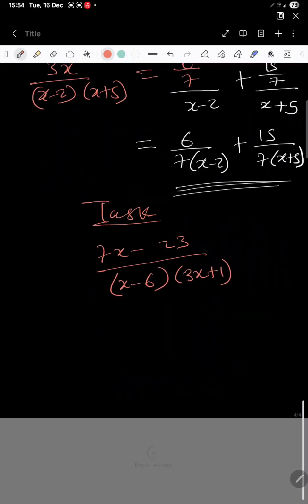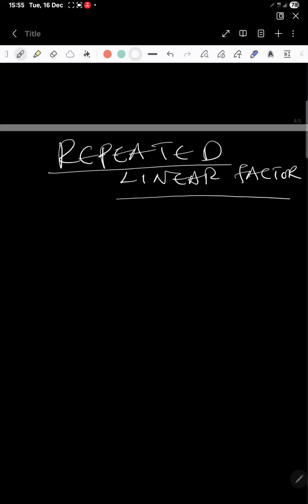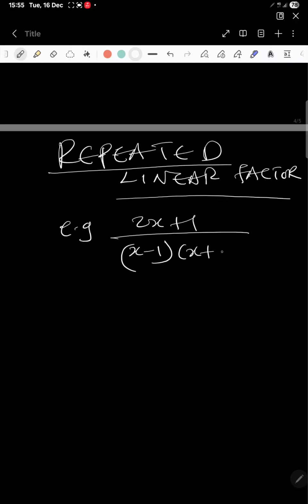So we've done the linear factor. Now from here we go to what we call the repeated linear factor. When we say repeated linear factor, what we mean is that you have linear factors down the denominator, but now for instance, I can give you examples like 2x plus 1 over (x minus 1)(x plus 2). You've seen the way this expression is written.